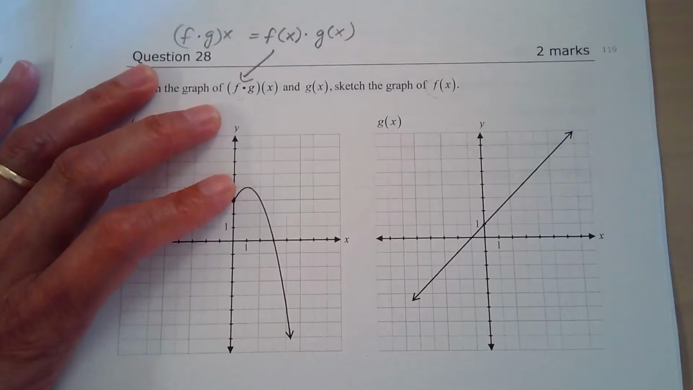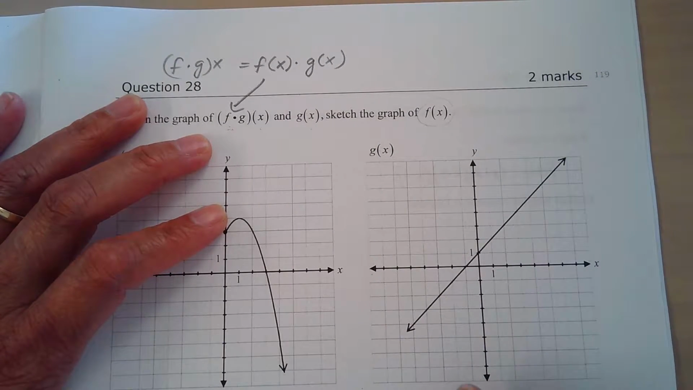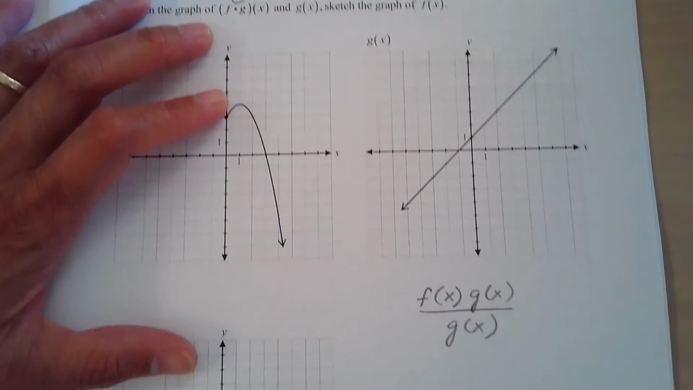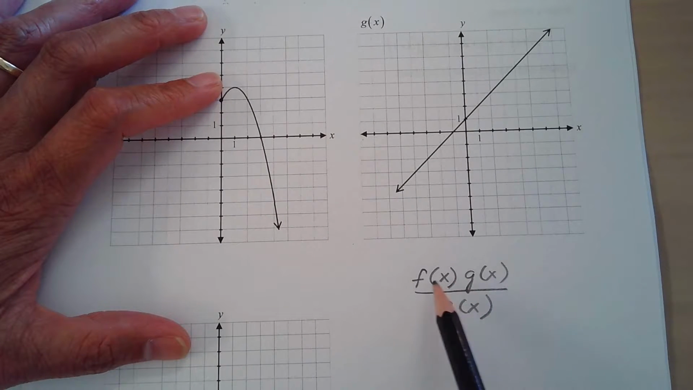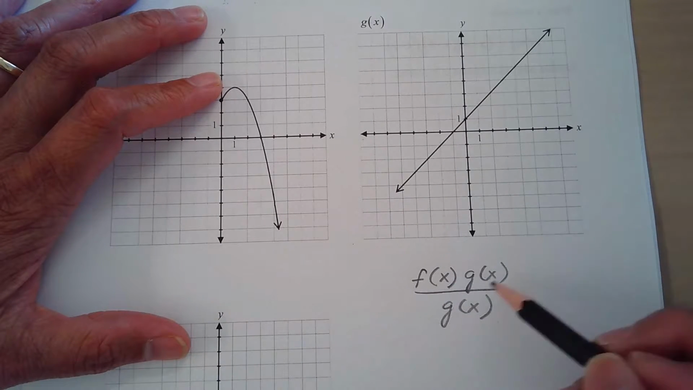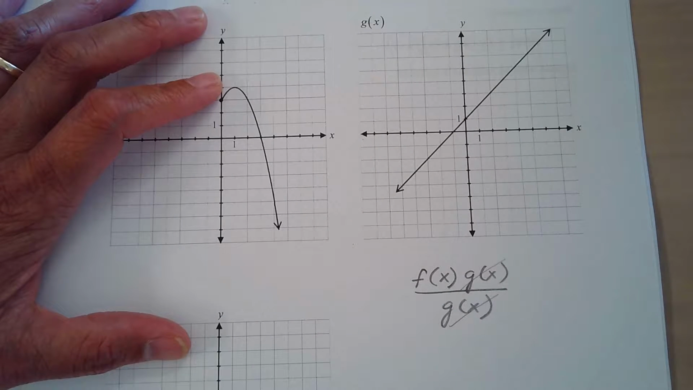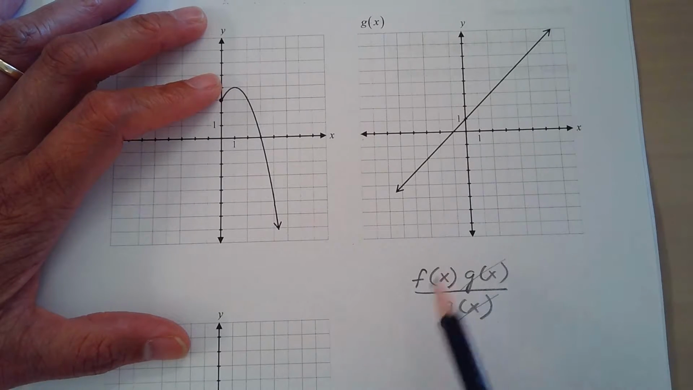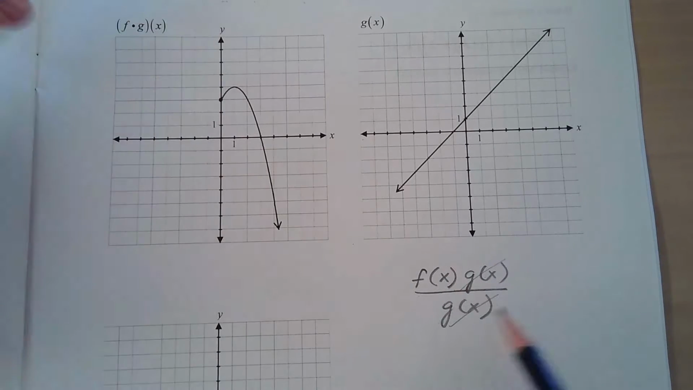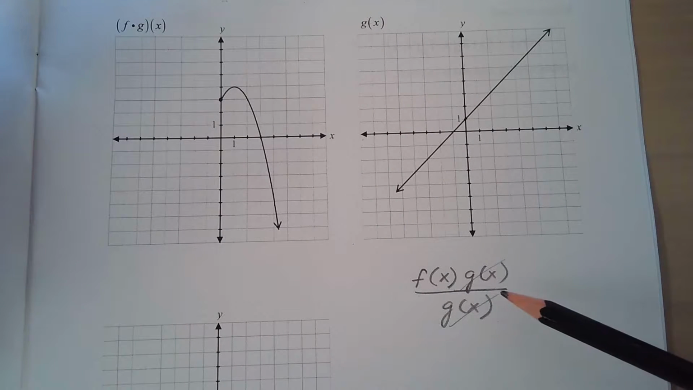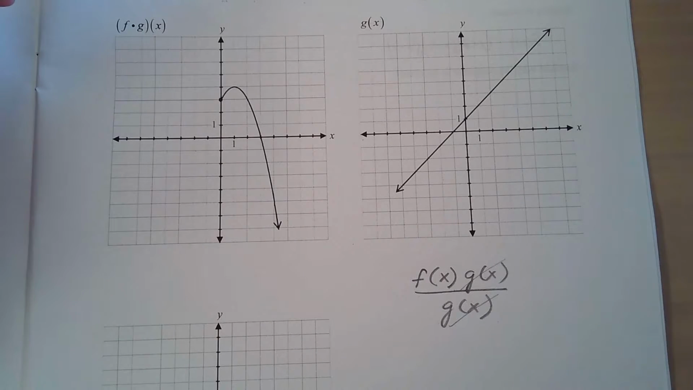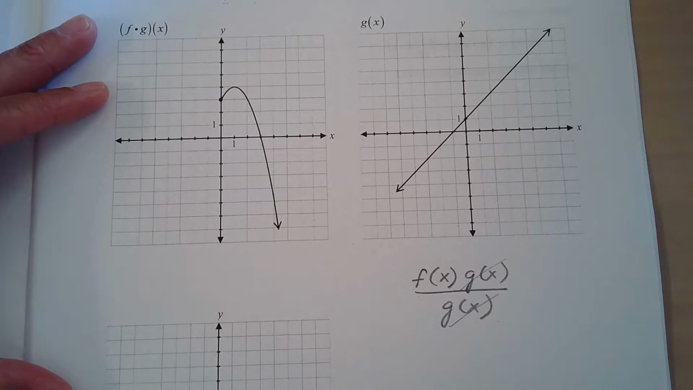The way you can get f of x is if you go f of x times g of x divided by the g of x. You can't see that, sorry. So you start off with this and you divide it by this. You're gonna cancel those out. Now, f of x is the y value of the function f. So here's what we're gonna do.